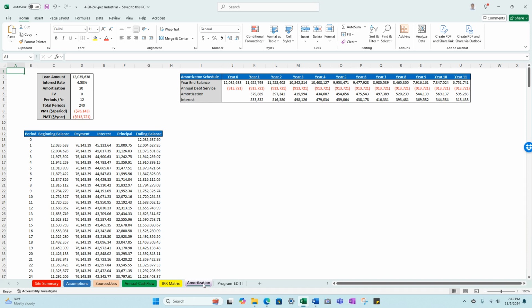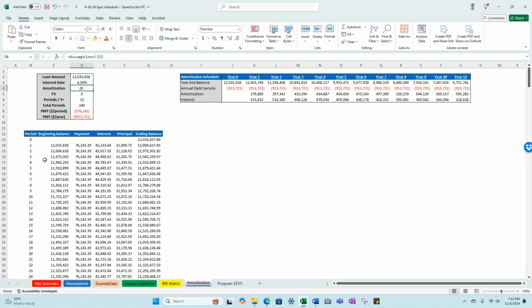Lastly, we have the debt amortization page. We have it modeled vertically here, going down by period, beginning balance, payment, interest, principal, and ending balance. Up here, we have loan amount, interest rate, amortization, periods a year, total periods, payment per period, and payment per year. And these are what allow us to run the amortization table, and these are getting pulled, as you can see, from the assumptions page.